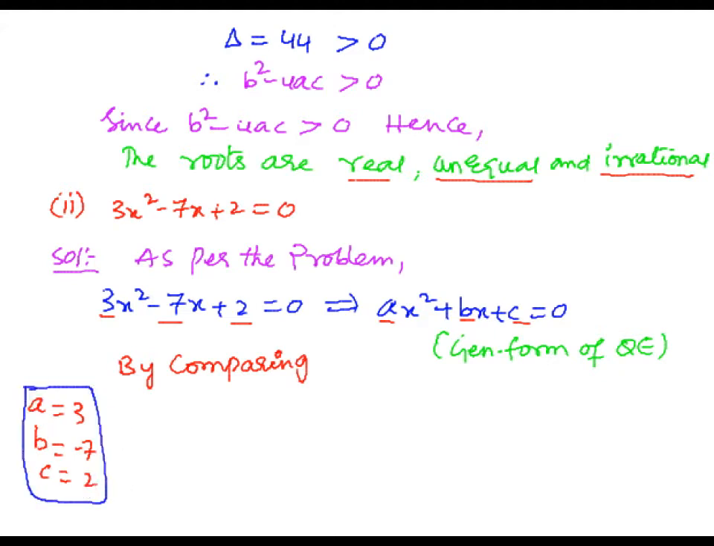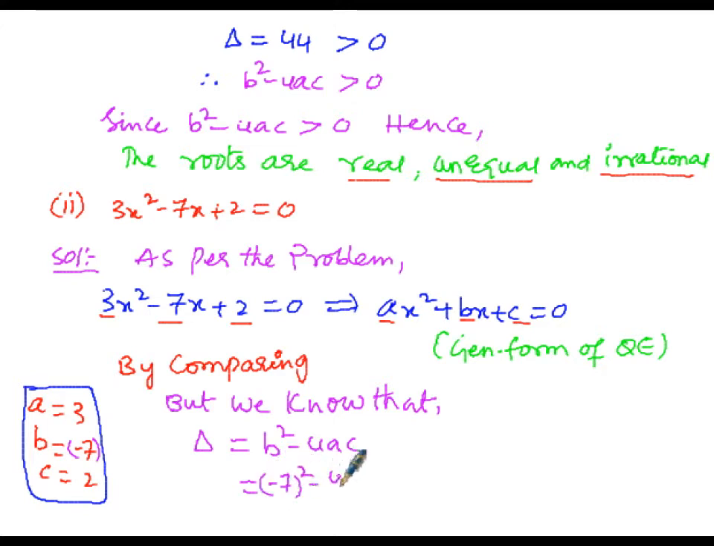But we know that delta, that is the discriminant, is given by b square minus 4ac. So here delta is equal to b square minus 4ac. In order to find out the nature of the roots, we have to find out the delta value. b square, b is minus 7, so minus 7 whole square minus 4 into the a value 3 into the c value 2.